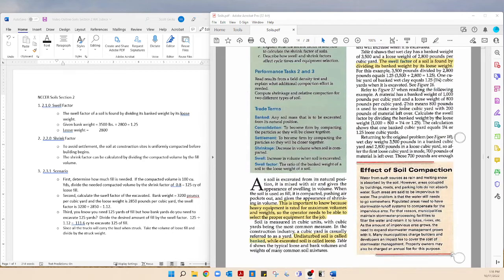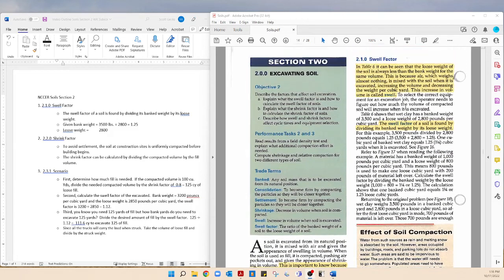Now, back up the hill here, the swell factor of soil is found by dividing its bank weight by its loose weight. For instance, if you're given a bank weight of 3,500 pounds and a loose weight of 2,800 pounds, you would divide 3,500 by 2,800. That would give you 1.25. Is that what they're doing? Yes, right here. That would give you 1.25. If you follow along in your book, we're under section 2.1.0, second paragraph.